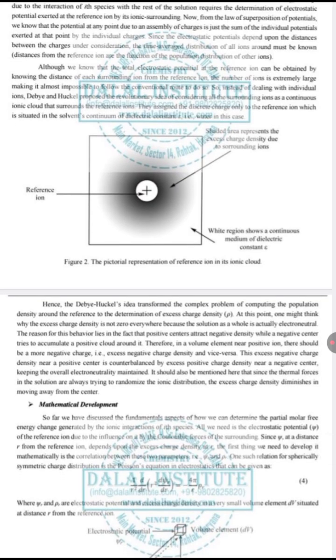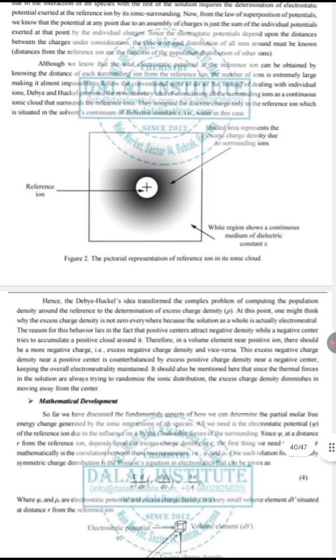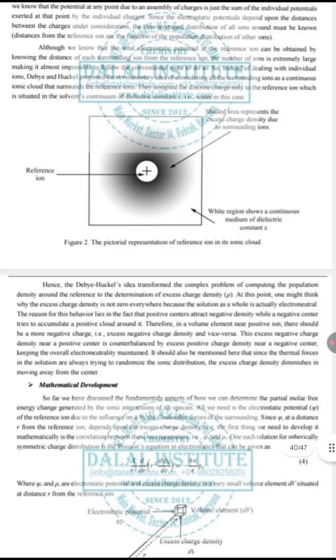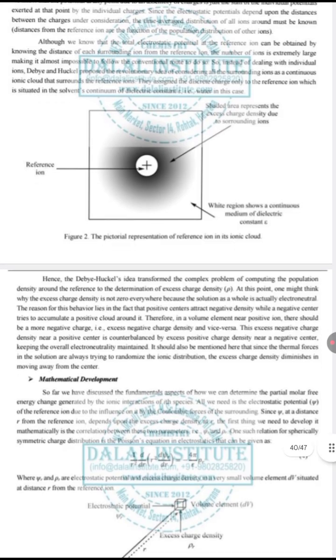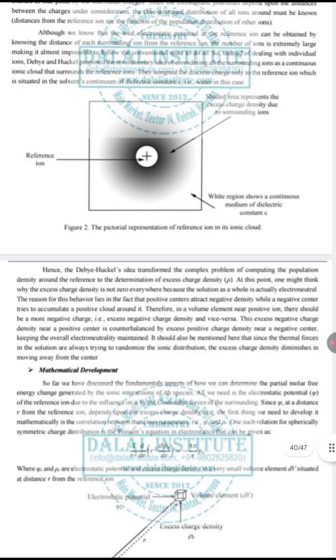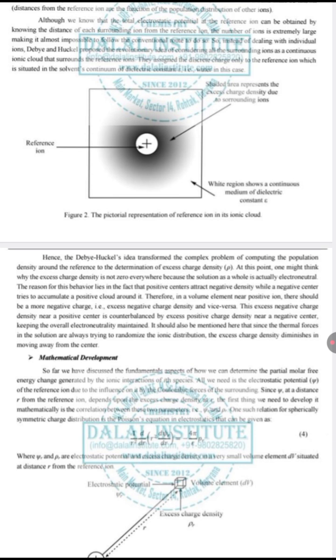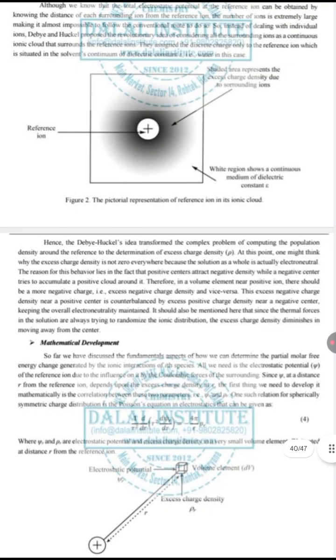Now, from the law of superposition of potential, we know that the potential at any point due to an assembly of charges is just the sum of the individual potentials exerted at that point by the individual charges. Since the electrostatic potentials depend upon the distances between the charges under consideration, the time average distribution of all the ions around must be known. Distances from the reference ion are a function of the population distribution of other ions. Although the total electrostatic potential at the reference ion can be obtained by knowing the distance of each surrounding ion from the reference ion, the number of ions is extremely large, making it almost impossible to follow the conventional route.